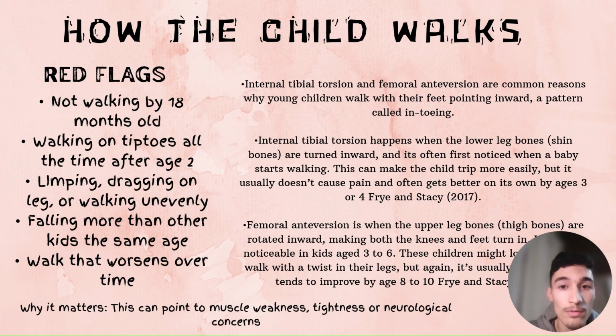Some children walk with their feet turned inward. This is called in-toeing, and it can be caused by a few things: metatarsus adductus, where the front of the foot curves inwards, internal tibial torsion, where the shin bone is twisted inward, or femoral anteversion, where the thigh bone turns in, making both knees and feet point inward. Most of the time, these are normal variations that improve with time, but if it's severe or not improving by age 7 or 8, it's worth getting checked.